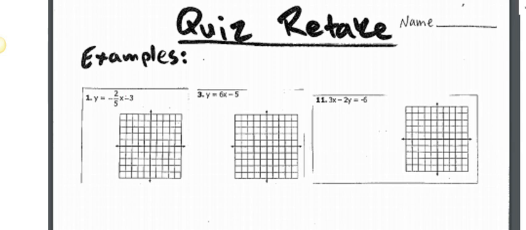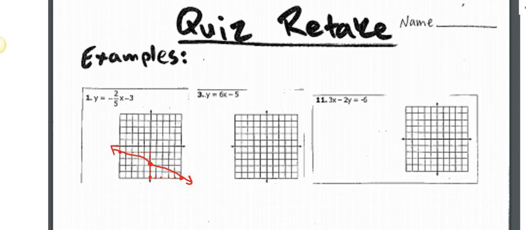For number 1, -2/5x minus 3. That means you start at -1, 2, 3. Put a dot. Sorry that these are blurry. And it says go -2/5. That means you go down 2, 1, 2, over 1, 2, 3, 4, 5. We're right on the corner. Opposite way, up 1, 2, over 1, 2, 3, 4, 5. Draw your best straight line between them.